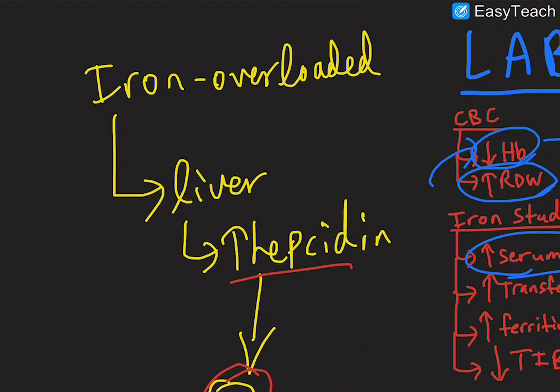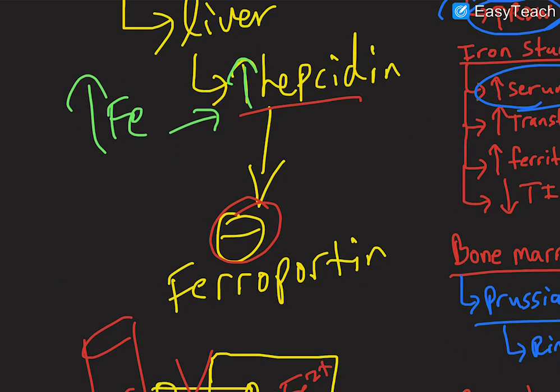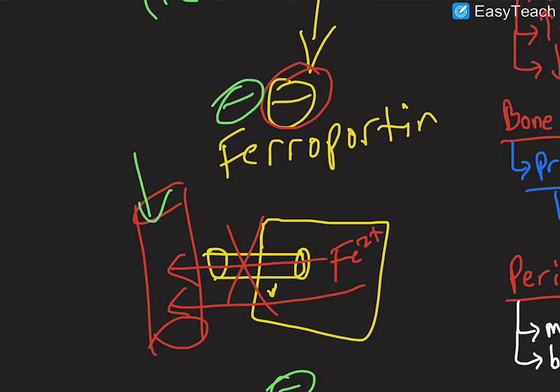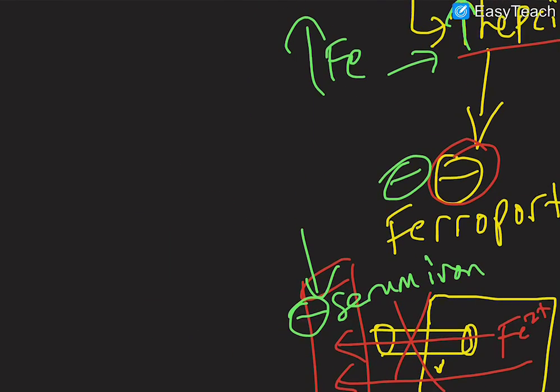So that's a feedback loop. High iron leads to secretion of hepcidin, which tries to inhibit ferroportin so that you decrease your serum iron levels. Now, the opposite also occurs.